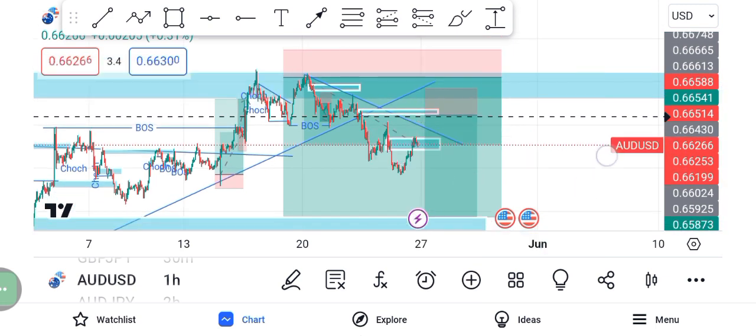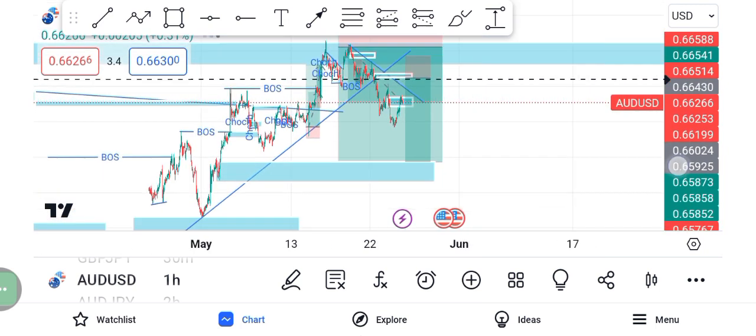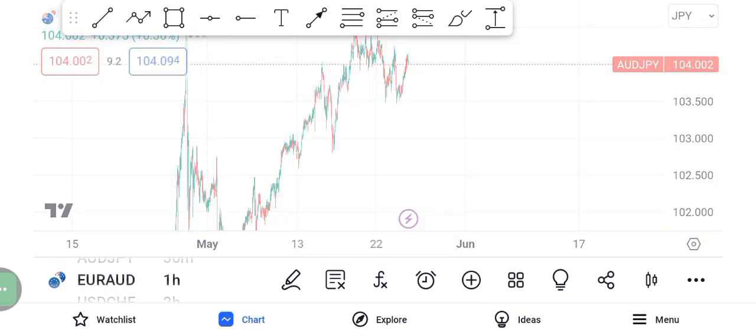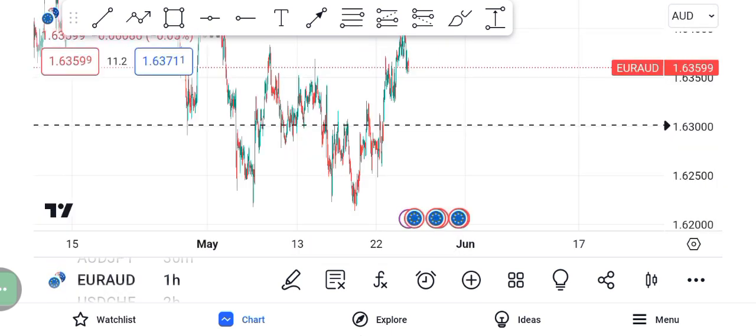So that is it for this one. Nice trade expecting for this week. Hopefully a few of them go right, or all of them go right, hopefully.